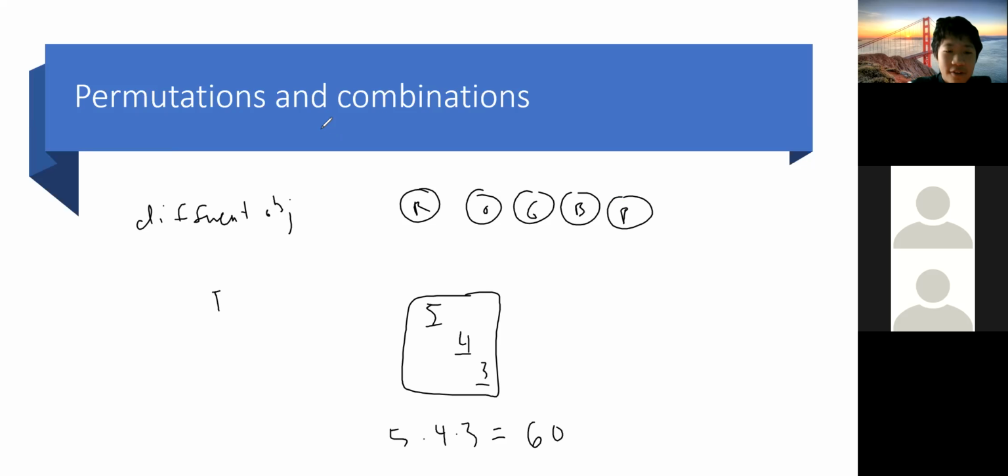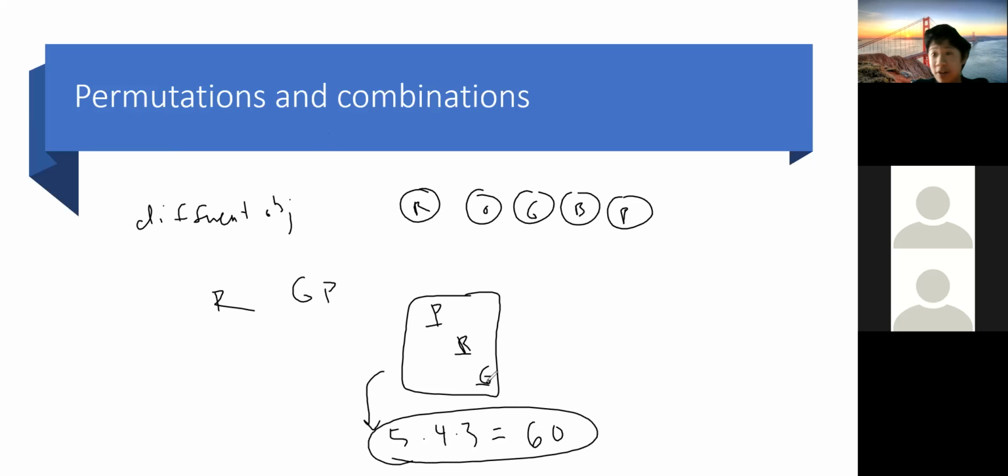If I have red in the first position, let's say I chose red, green, and purple. If I put red in the first, green in the second, and purple in the third position, that's the same combination as having red, purple, green. So we've overcounted here, because all of these are considered different orders in 60, but they're actually the same combination. How do we fix that?